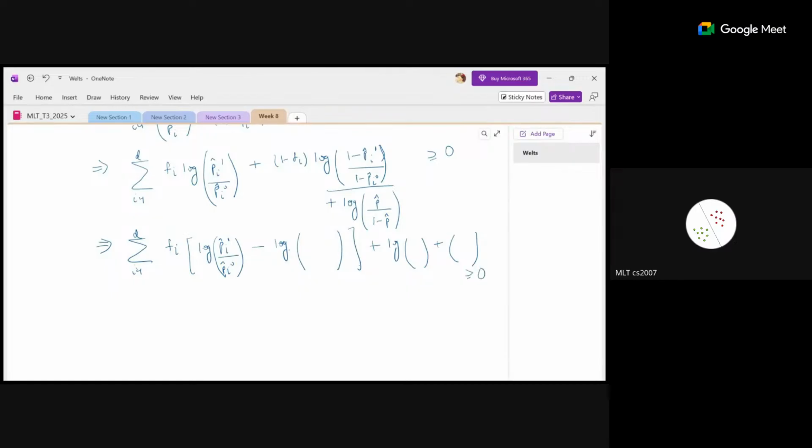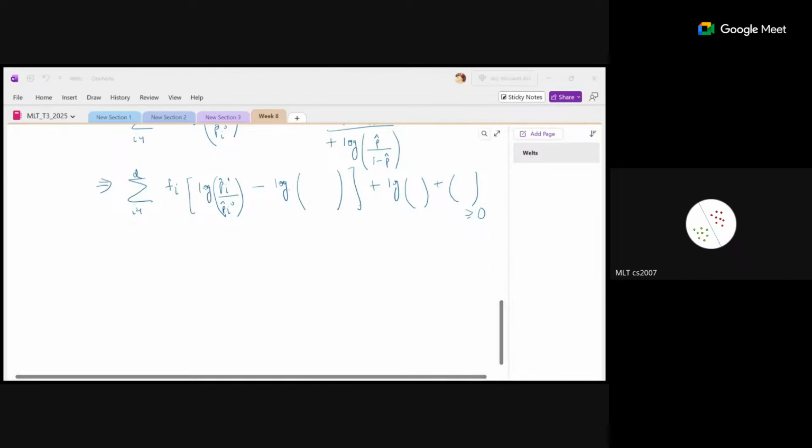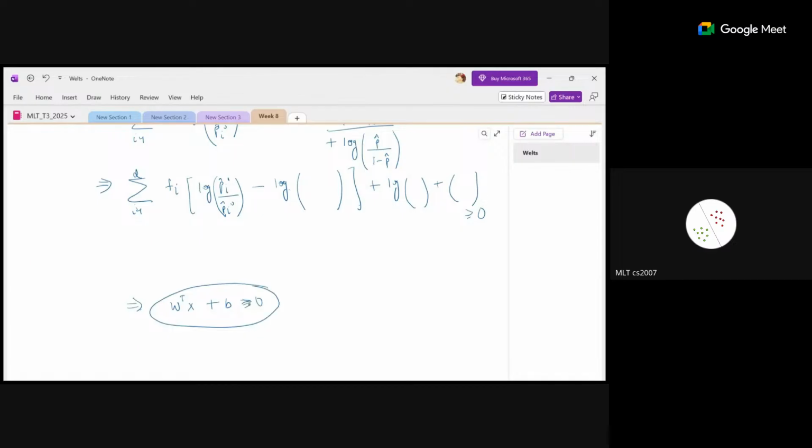Now we can simplify this a little. If you have gone to the lecture, I hope you would have derived it. Once you simplify it, you will see that at the end it turns out to be of the form W transpose X plus B greater than or equal to 0.